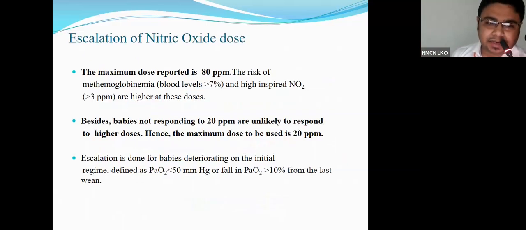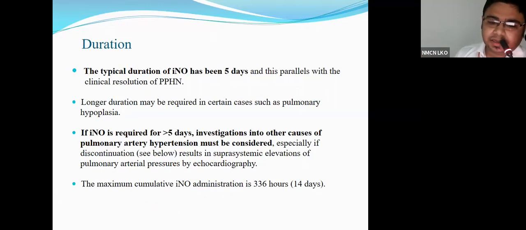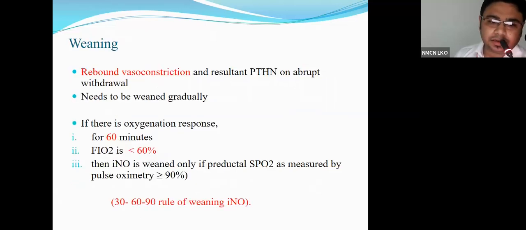When we escalate, as I told you, we can go to a maximum of 80, but there are risks of methemoglobinemia. As I already told you, usually the optimal dose and the maximum dose is around 20 only. The duration is typically 5 days. If you are requiring nitric oxide for more than 5 days, then you have to investigate for other causes also. And the maximum duration of iNO studied in all the trials has been around 14 days.